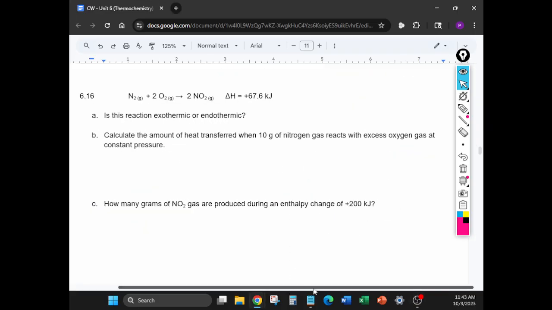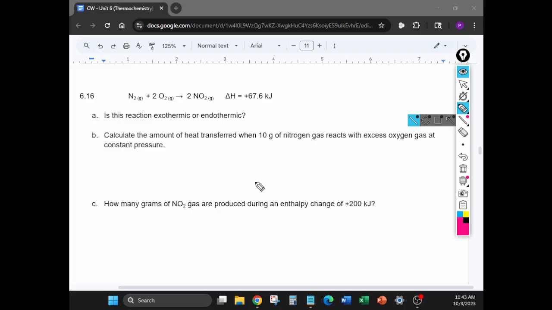Okay, so we're going to do one Stoich together, and then I'll have you guys try one on your own. So let's do 6.16. First thing we're going to do is identify, is this exo or endothermic? We're going to look at delta H. Delta H is positive or negative? Positive. If it is positive, it is endo. This is endo. Just make sure you remember that. Delta H is positive, which means it's absorbing energy from the surroundings. That's what the positive means.